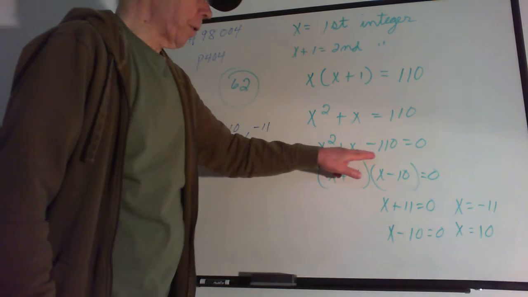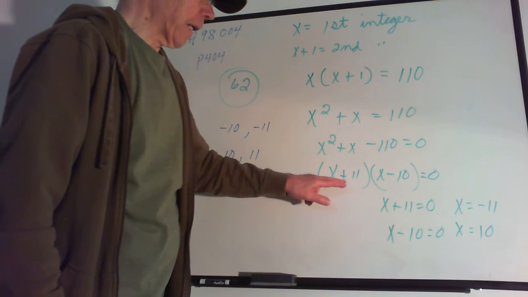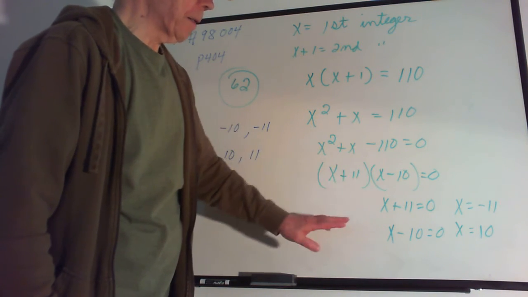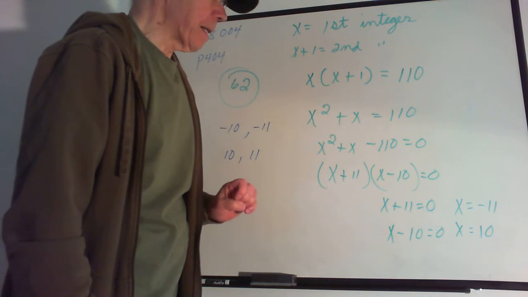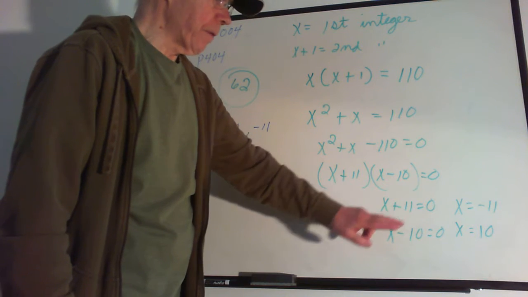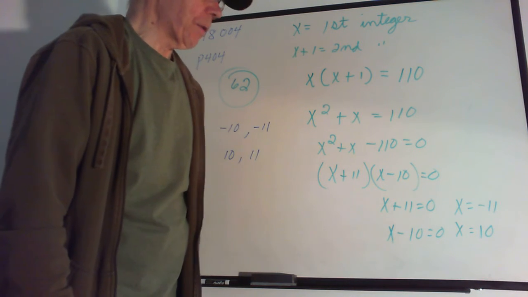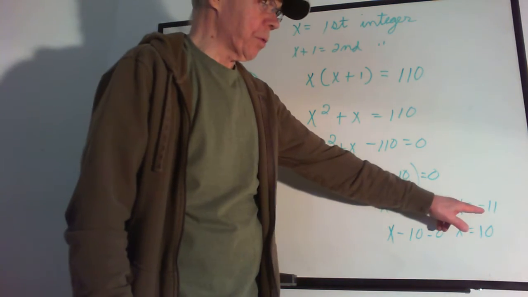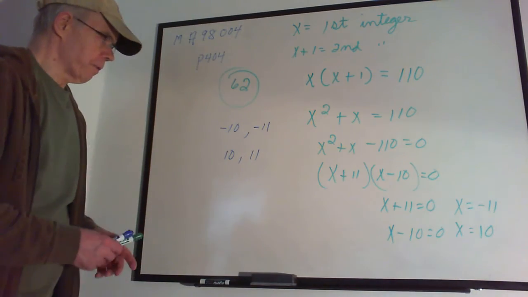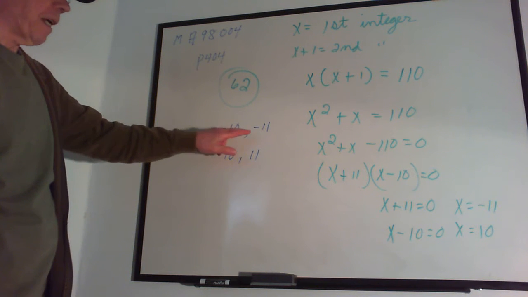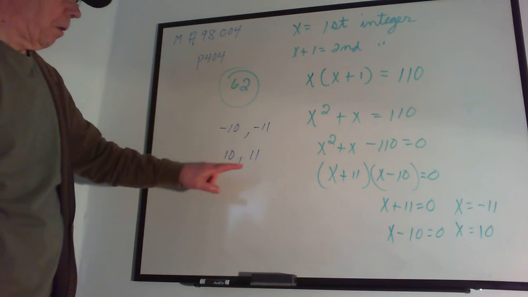All right, bring 110 over here, you factor, you get x plus 11 times x minus 10. So x plus 11 equals 0 or x minus 10 equals 0. So x is either equal to negative 11 or x is equal to 10. So there are two sets: negative 10 and negative 11, or 10 and 11.